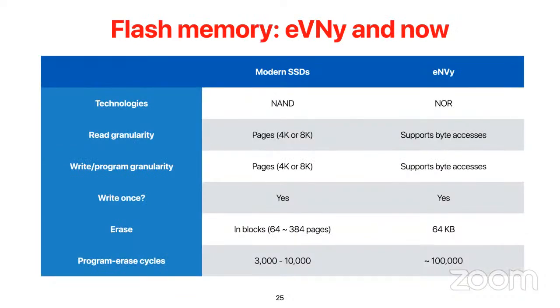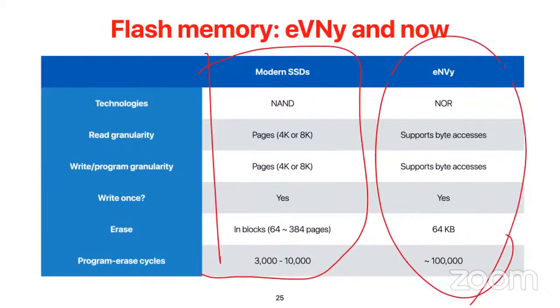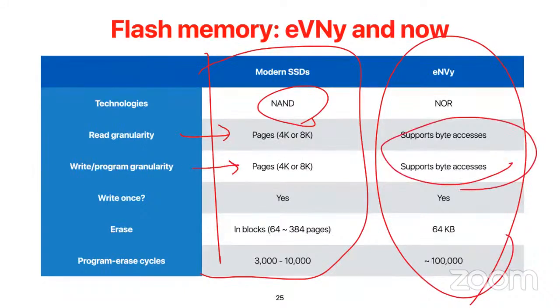For flash memory, the type that we use right now is actually pretty different from the one NV was using. Modern flash memory is actually NAND flash technology, and previously in NV, they were using NOR flash technology. The biggest difference is that with NAND flash, you can read and write at the granularity of pages. In NV, it's possible to support byte addresses. However, that's no longer available for modern solid state drives.